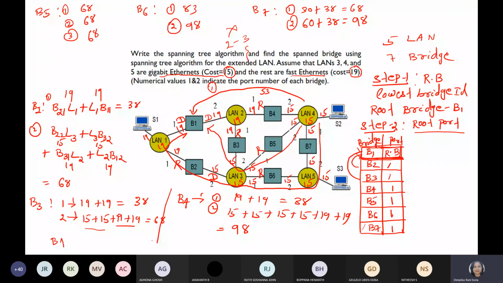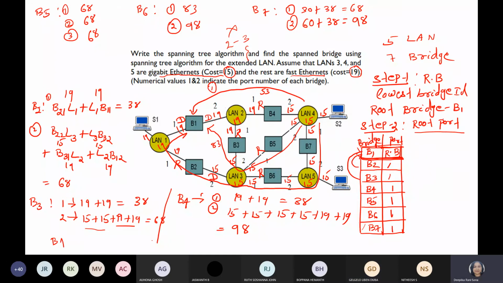This path, second path: 15 plus 15 plus 15, 45 plus 38. How much is it? 83. 45 plus 38 is 83.